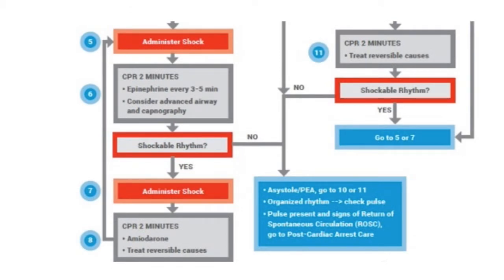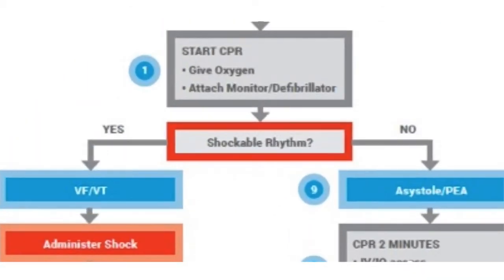If yes, administer shock. Immediately perform CPR for 2 minutes, while administering epinephrine every 3 to 5 minutes. Consider placing an advanced airway and monitoring via capnography. Reassess for a shockable rhythm. If yes, administer shock, do CPR for 2 minutes, administer amiodarone, and treat reversible causes, H's and T's. If there was not a shockable rhythm, proceed down to the other side of the algorithm.